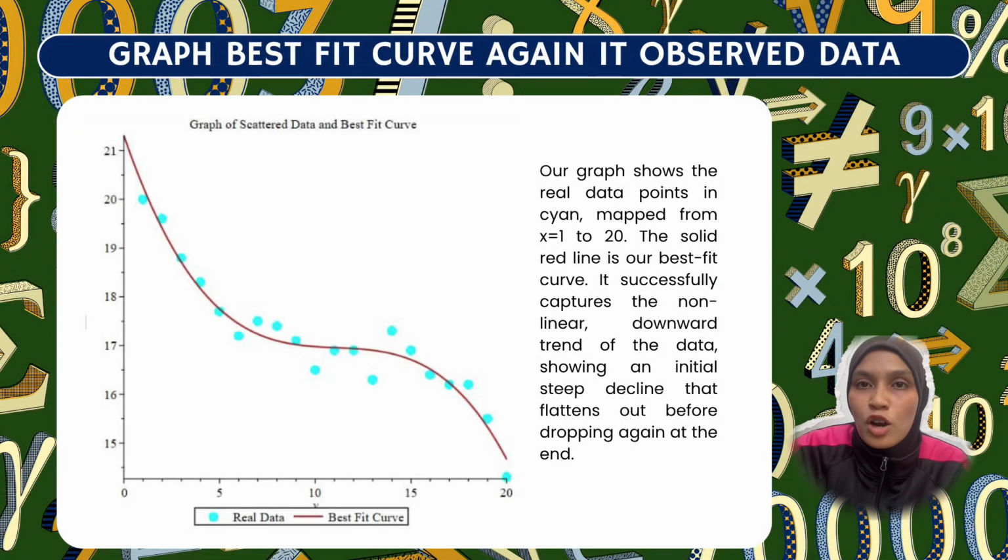This graph compares the observed data with our best fit curve. The cyan points represent the actual data, while the red line represents the fitted curve. From the graph, we can see that the curve successfully follows the downward trend of the birth rate over the years, showing that our model is suitable for this analysis.